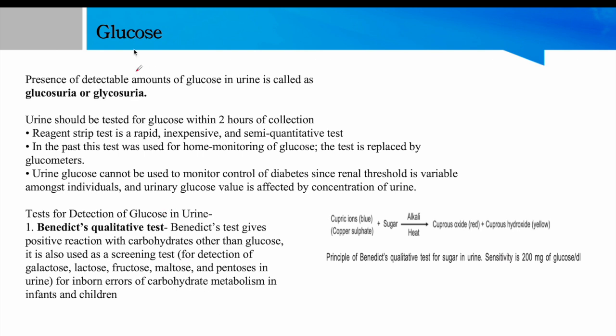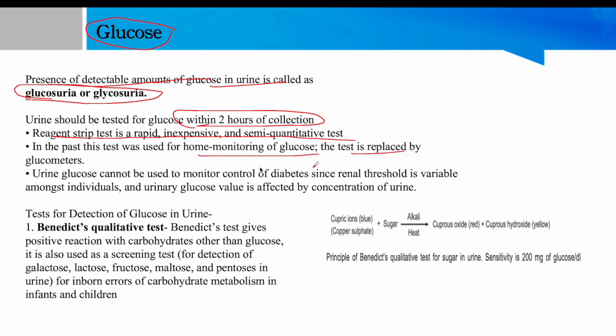Now the third parameter that we are going to discuss today is glucose. The presence of detectable amounts of glucose in urine is known as glucosuria or glycosuria. Now the urine should be tested for glucose within 2 hours of collection. In this also we do a reagent strip test, which is a rapid, inexpensive and semi-quantitative test. In the past, this test was used for home monitoring of glucose, but now it is replaced by glucometers. And urine glucose cannot be used to monitor control of diabetes, since the renal threshold is variable amongst individuals, and urinary glucose value is also affected by the concentration of urine.